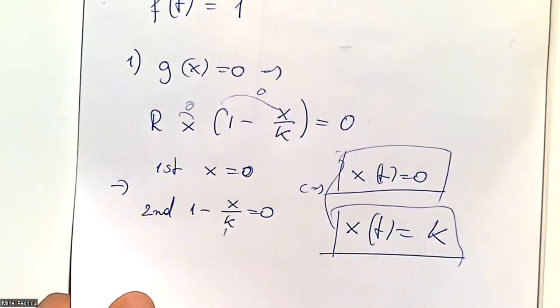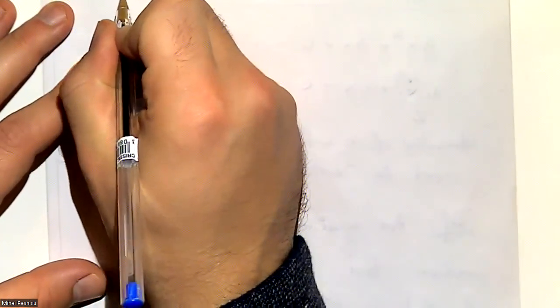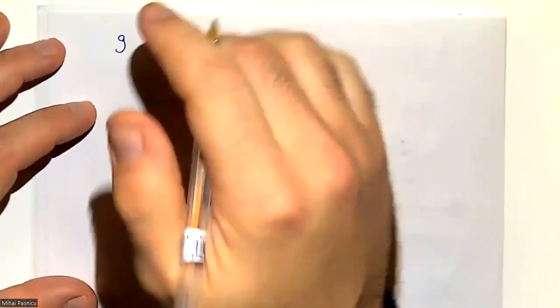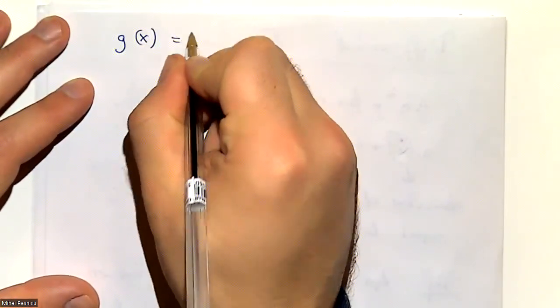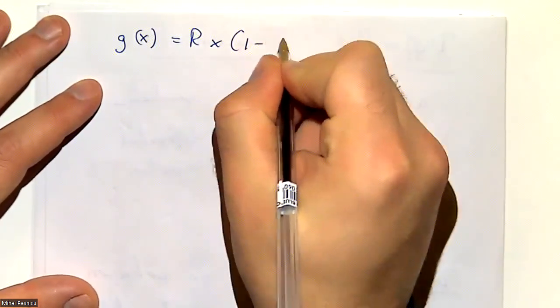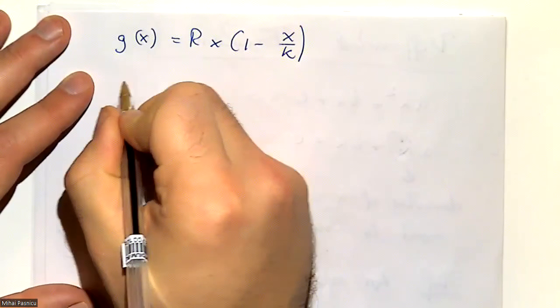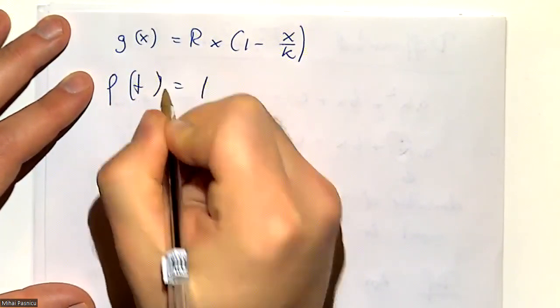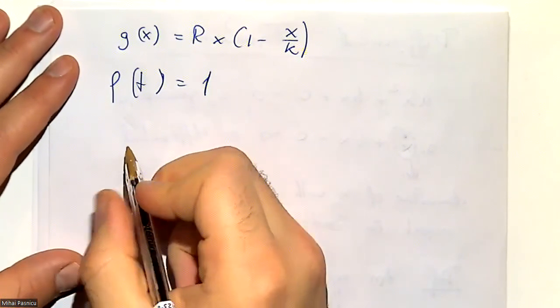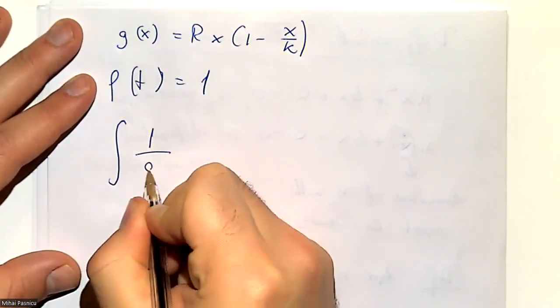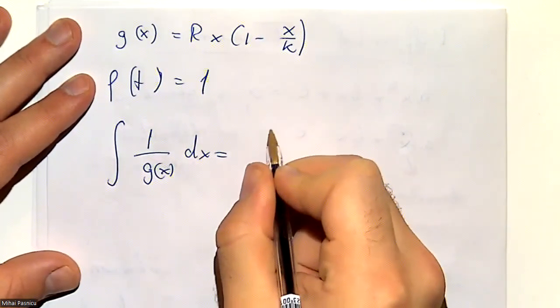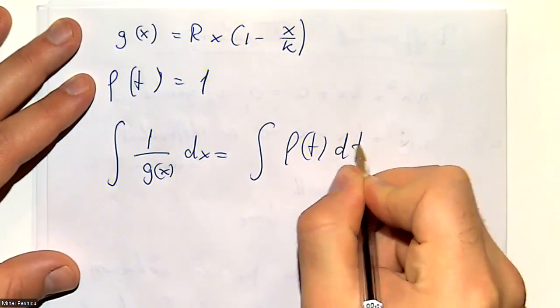Okay. Now, any questions about what I did here? Okay. So what's happening now? I'm going to rewrite my functions so you guys can see them, or attempt to see them at least. G of x equals 1 over r x (1 minus x over k), f of t equals 1. Clear, clean. Okay, now our integral was the integral of 1 over g of x dx equals the integral of f of t dt.